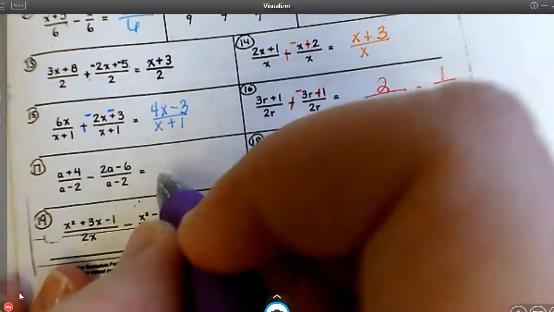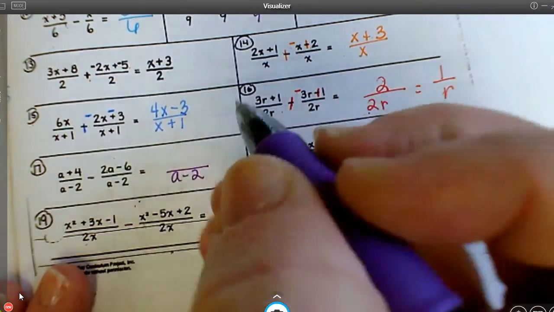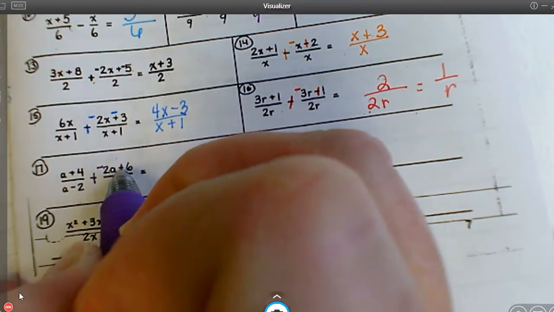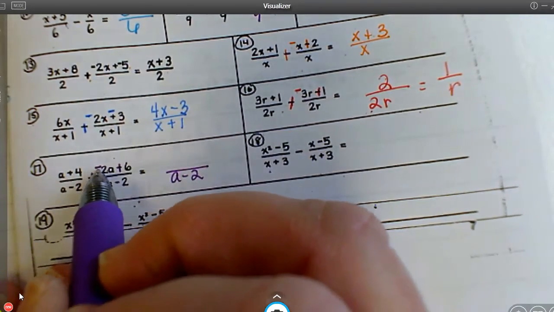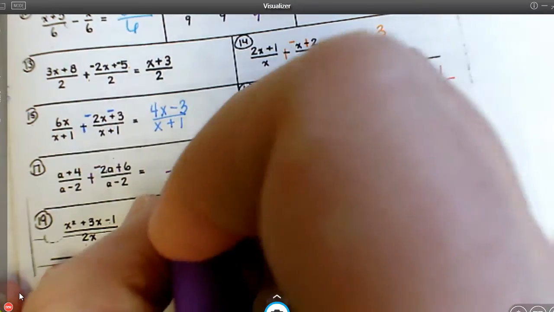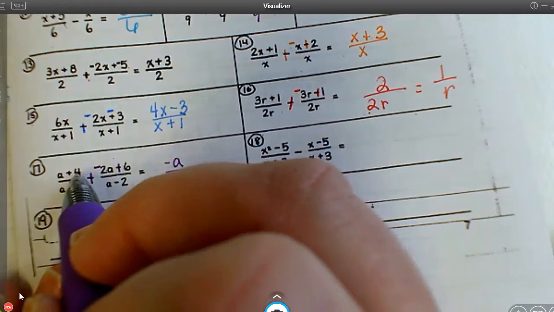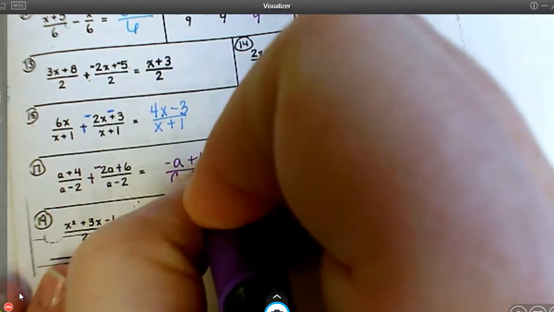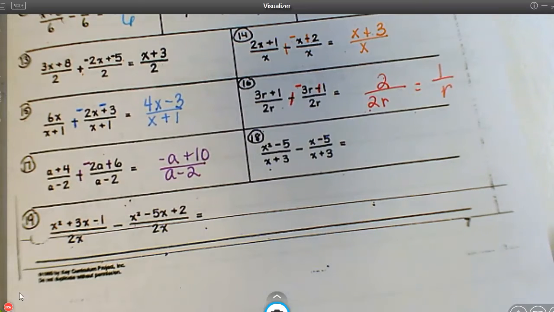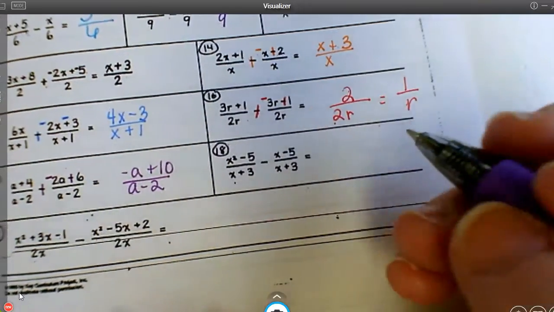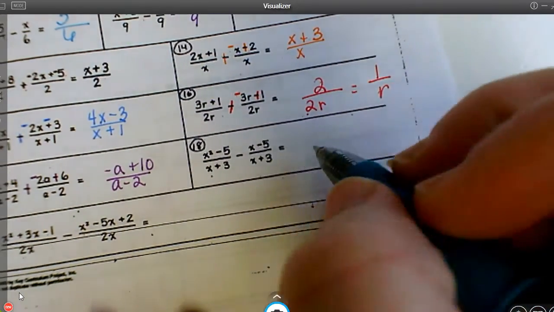Number 17. Again, I know that the bottom is going to be a minus 2. We're going to change this to plus and change the signs after it. So a plus negative 2a is negative 1a, or negative a. 4 plus 6 is 10. So once we change those signs, we're just changing it to adding, and we're just adding those terms, whatever they are. On 18, I know that that's going to be an x plus 3 on the bottom.